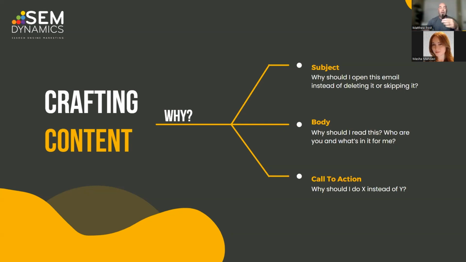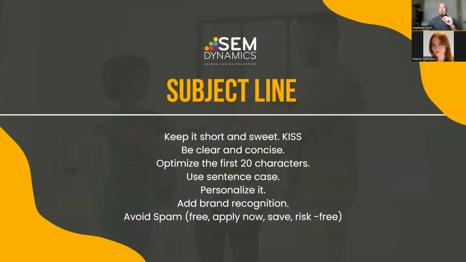When you're generating a subject line, we want to look at some tips here. Hey, keep it simple, keep it short, keep it sweet, be clear, be concise. Optimize the first 20 characters. That's what people are going to read when they scan. That's very important to have those first 20 characters really drive some value home. Use sentence case. It's more conversational. It's easier to read.